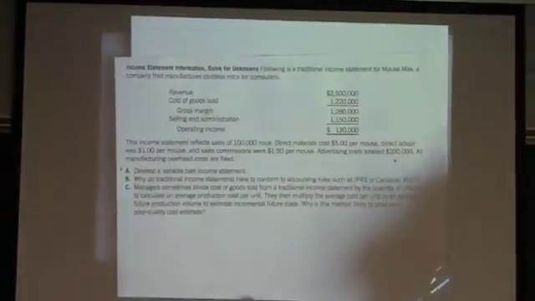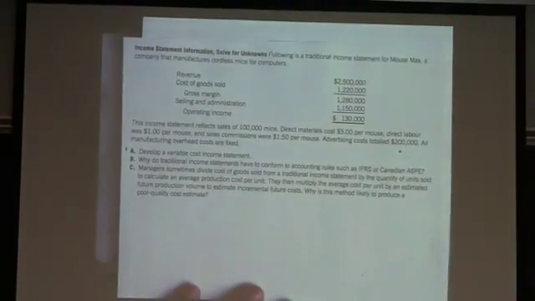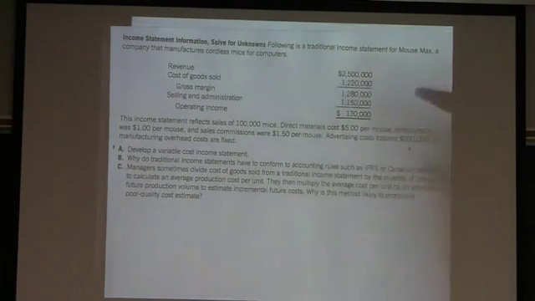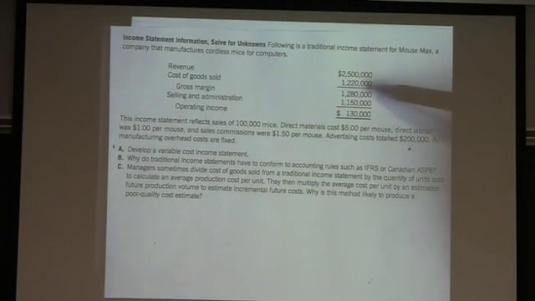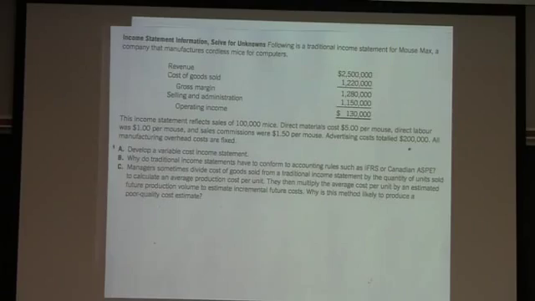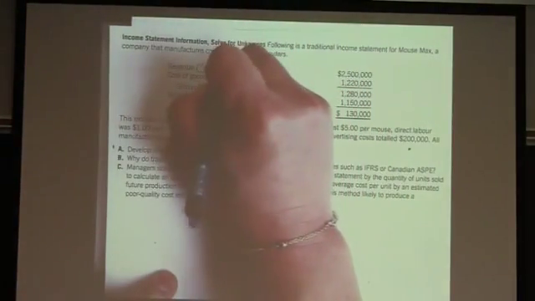This question is about a company called Mouse Max, and this company has the following traditional income statement. So this is what you've seen, a traditional income statement. You've got your revenue, your cost of goods sold, and your selling expenses. And we're told that the income statement reflects 100,000 mice, so this reflects 100,000 units.